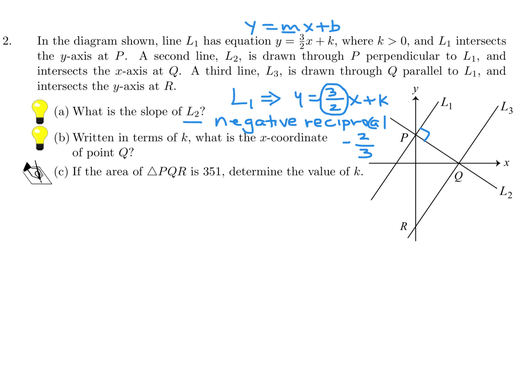Part B, written in terms of k, what is the x-coordinate of the point Q? All right, so the first thing I have to do is, I think I'm working with line 2, right? Okay, so the line 2, we just figured out the slope is minus 2 over 3, but we're not sure what b is though.